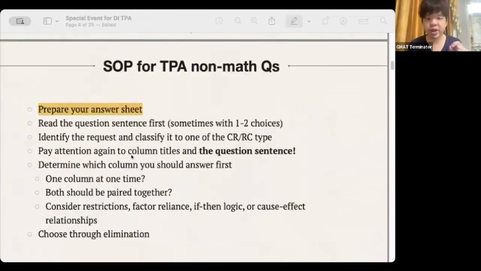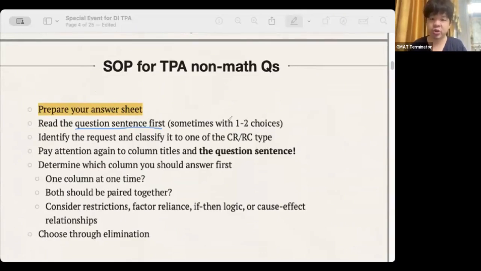Then, when you're working on non-math types, that is the more logic-based TPA questions, I strongly recommend that you start by reading the question itself first. First, understand what the question is actually asking. It's not quite the same as math. In math, reading the question first is useless because you don't even know what the original numbers or relationships are. Reading the question first doesn't make any sense. You might as well read the passage first. But for TPA, I strongly recommend that you read the question first.